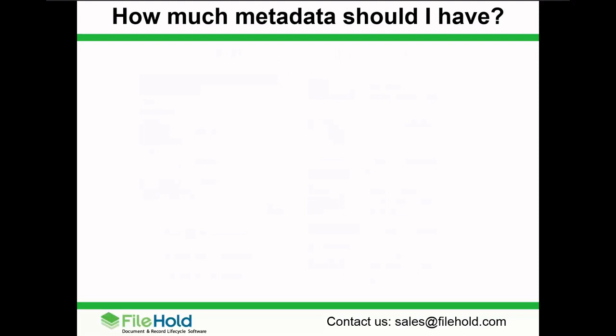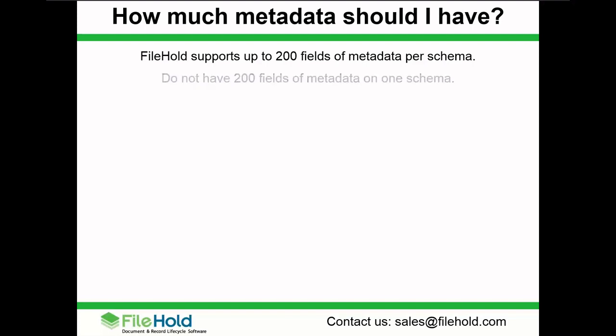So how much metadata should you have? It's a very common question that we get asked. The good news is that FileHold supports up to 200 fields of metadata per schema. So each schema can have 200 fields of metadata. Do not have 200 fields of metadata on your schema because you will go crazy with that. That is a lot of metadata.